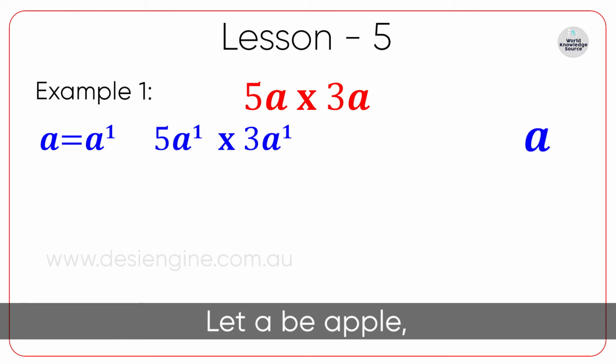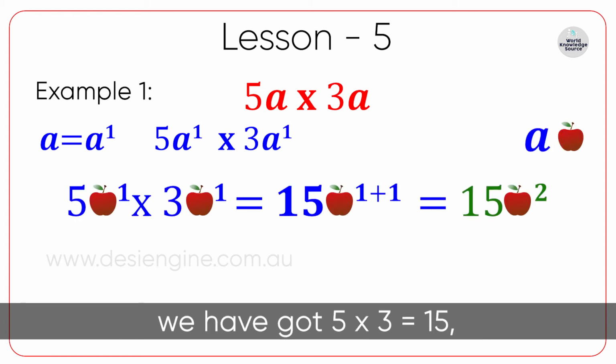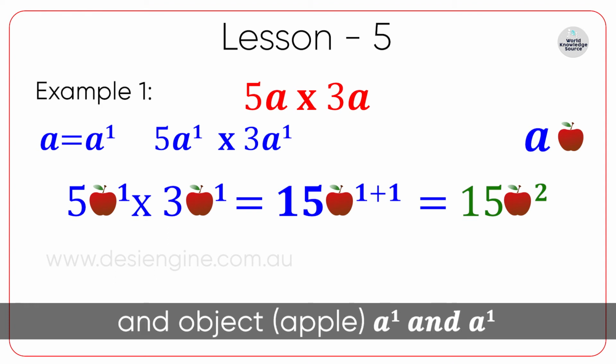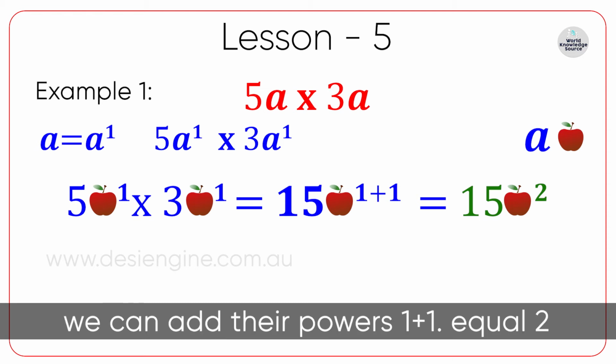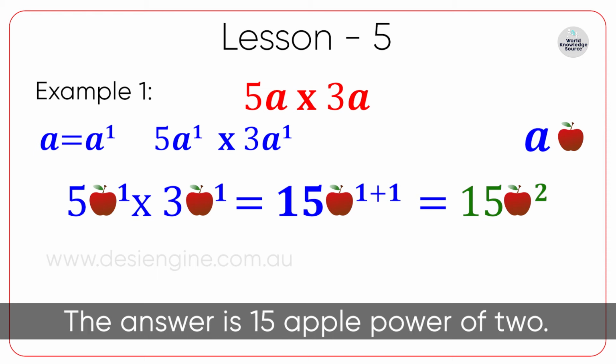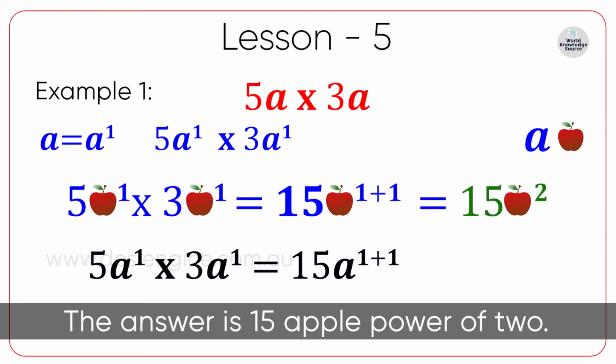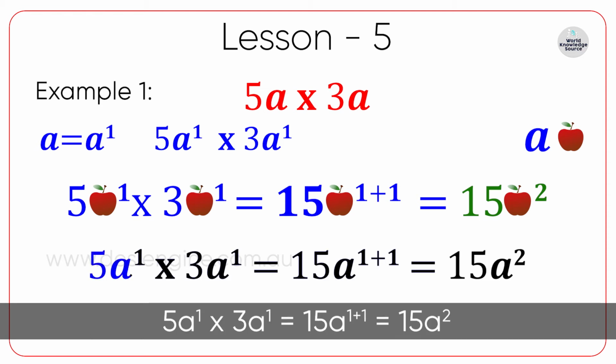Let a be apple. We have 5 times 3 equals 15, and the object apple, a power of 1 and a power of 1, is the same, so we can add their powers, 1 plus 1 equals 2. The answer is 15 apple power of 2. We could say 5a power of 1 times 3a power of 1 is 15a power of 1 plus 1, equal to 15a power of 2.